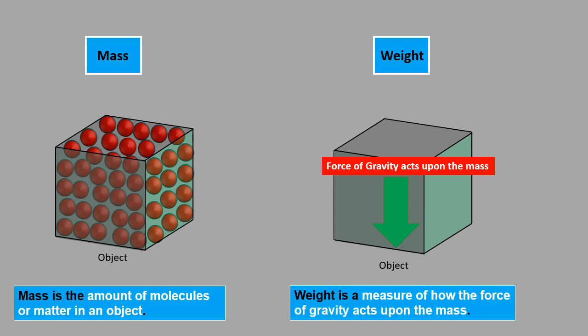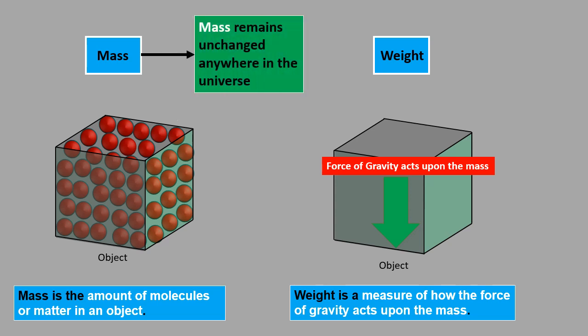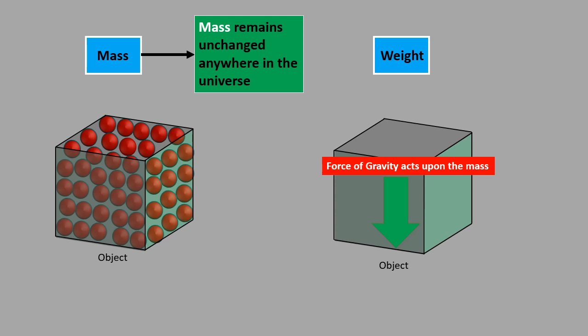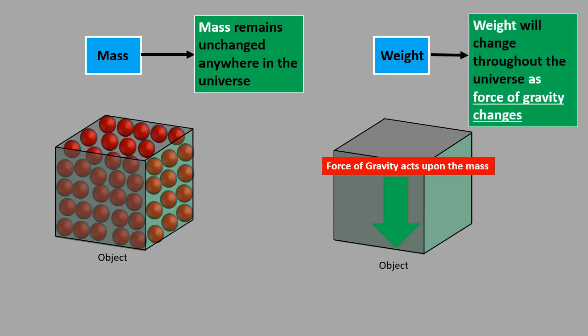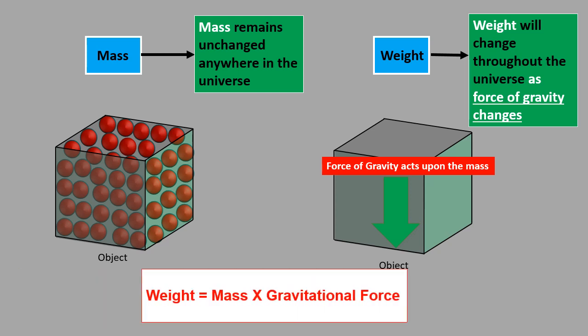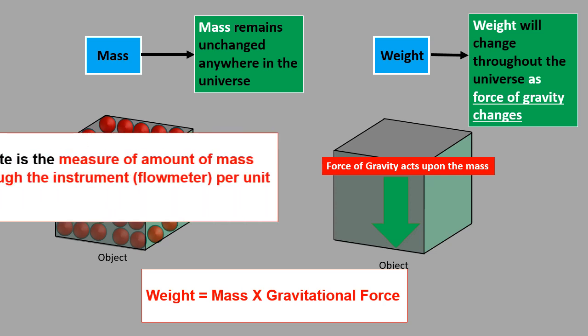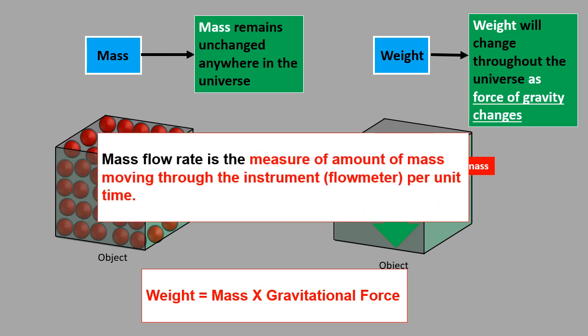The mass of an object will remain the same anywhere in the universe unless some material is removed, while weight of an object will change throughout the universe since the force of gravity changes. Weight and mass are related using the equation weight is equal to mass multiplied by the gravitational force. Now we have discussed about mass. In a sense, mass flow rate is the measure of the amount of mass moving through an instrument per unit time.